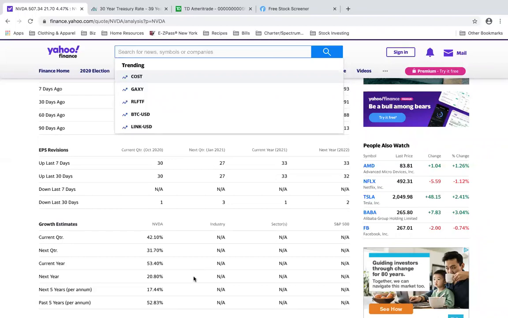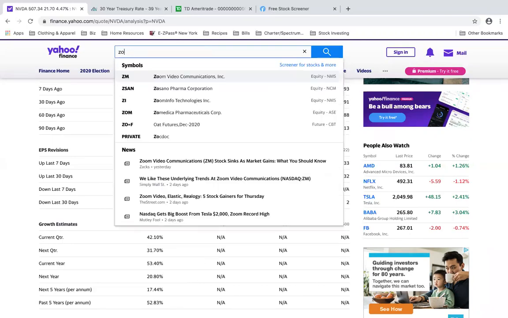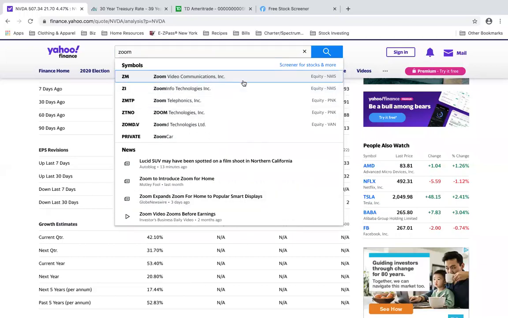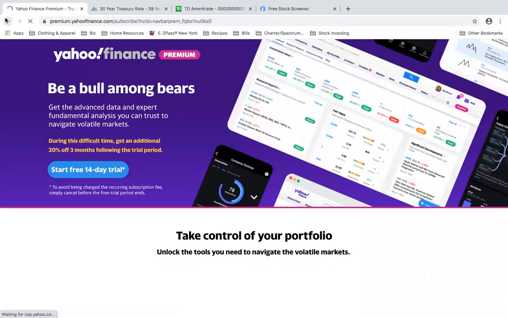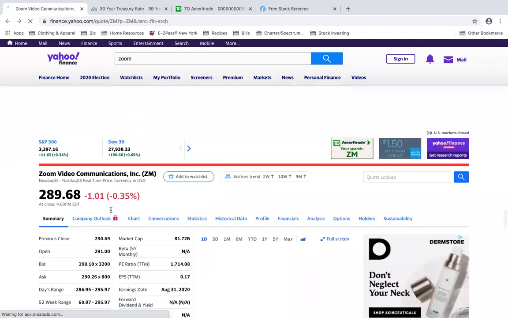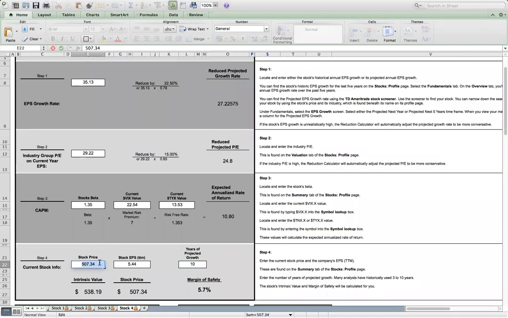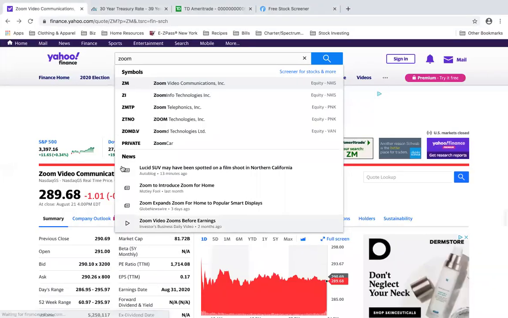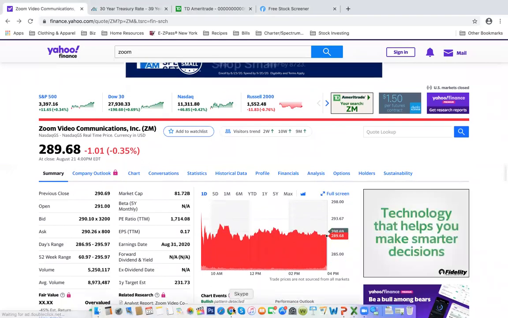Okay, we can do Zoom, and then we can open it up for questions. Oh, dang it. You're absolutely right. It does have to level off at some point to balance out. Oh, sorry, okay. 289.68. .17.